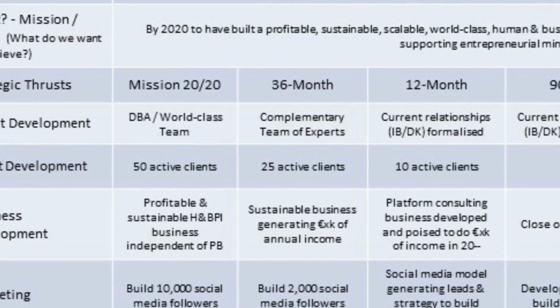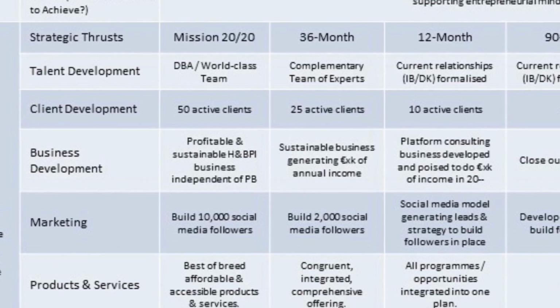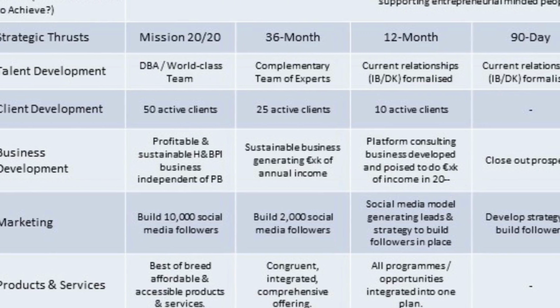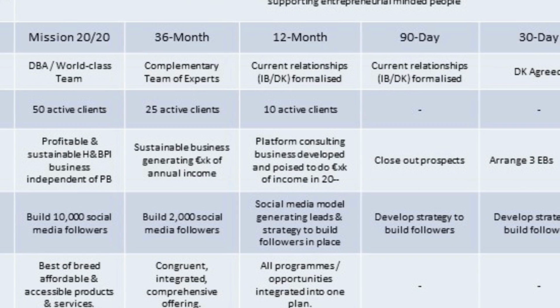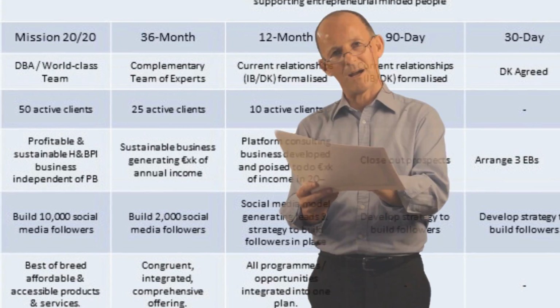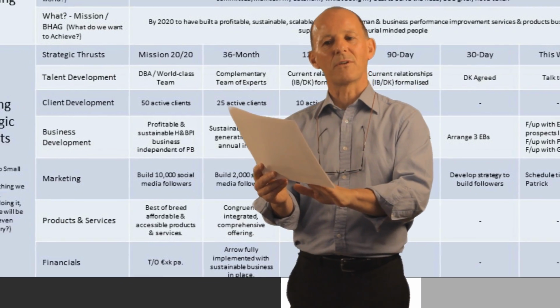So my team development, I want a world-class team. In 36 months, I want a complementary team of experts. In 12 months, I want my current relationships formalised. So I'm involved with a couple of different parties. I want to formalise those relationships, and so on. It would work its way down through 90 days, 30 days, and this week. And you can see that for the other goals.